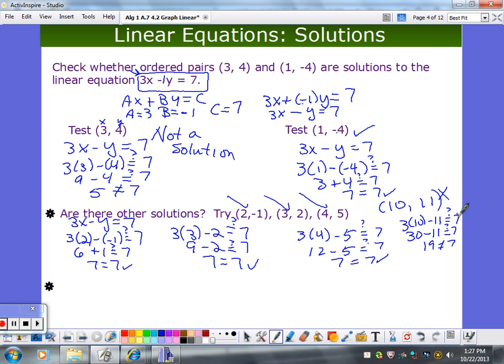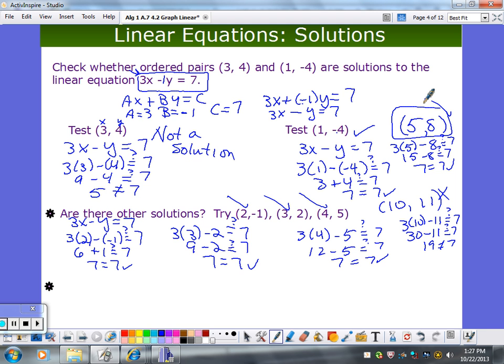You got one? Okay, so what do you want? What's my coordinate pair? What's my xy pair that you gave me? 5 and 8. Let's see if it works. So 3 times 5 minus y, so that's 8. Does that equal 7? 15 minus 8. Does that equal 7? It sure does.